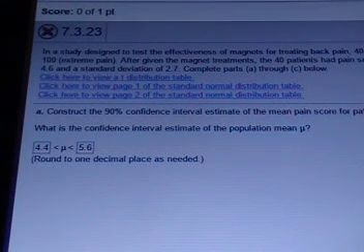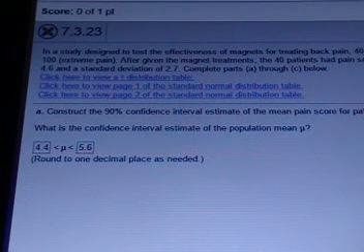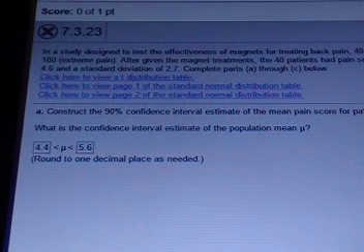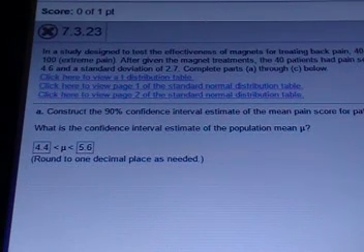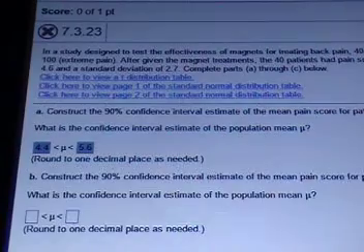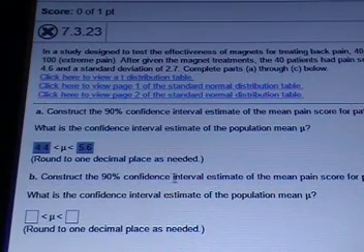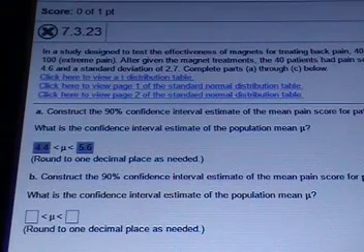So we're saying that we tested 40 patients and gave them this magnet treatment. We think the real average pain amount that they're reporting is somewhere between 4.4 and 5.6. The sample average was 5, but we think the population average will be somewhere between 4.4 and 5.6 with 90% confidence. Now do exactly the same thing for the sham treatment.